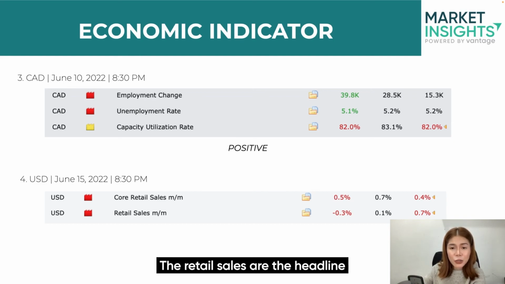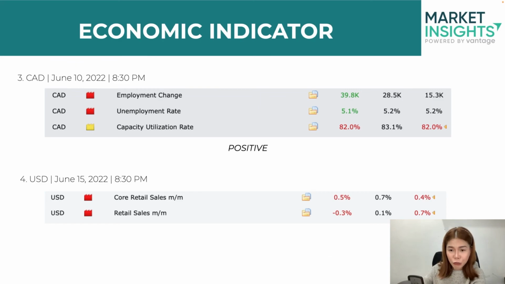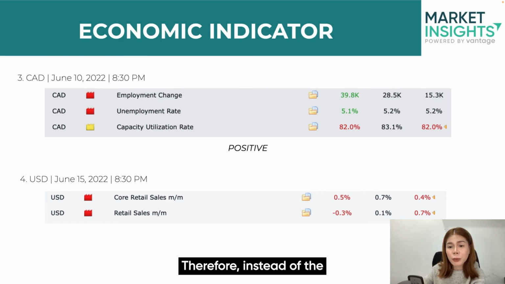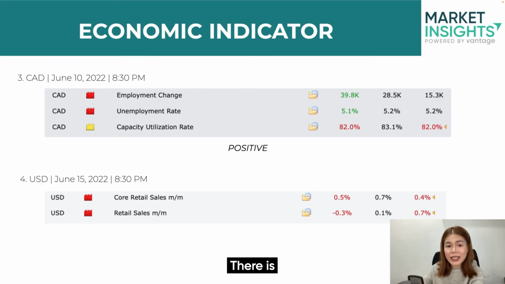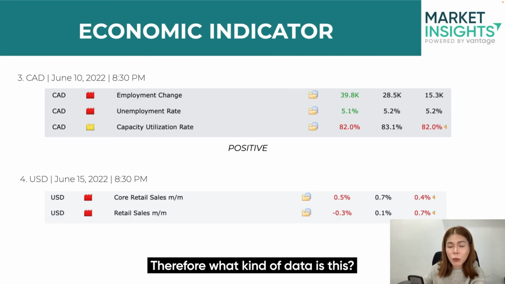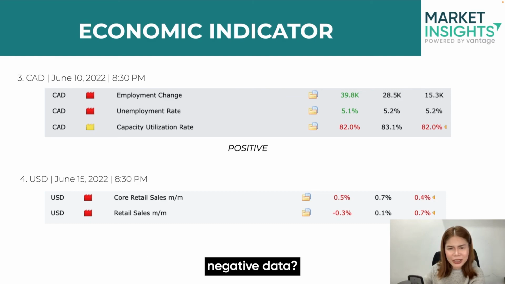The retail sales, or the headline retail sales, is actually negative. Therefore, instead of the prices rising, there is an observed decline in the prices. How much is the decline? Negative 0.3%. Therefore, what kind of data is this? Is it a positive or a negative data? This is a negative data.